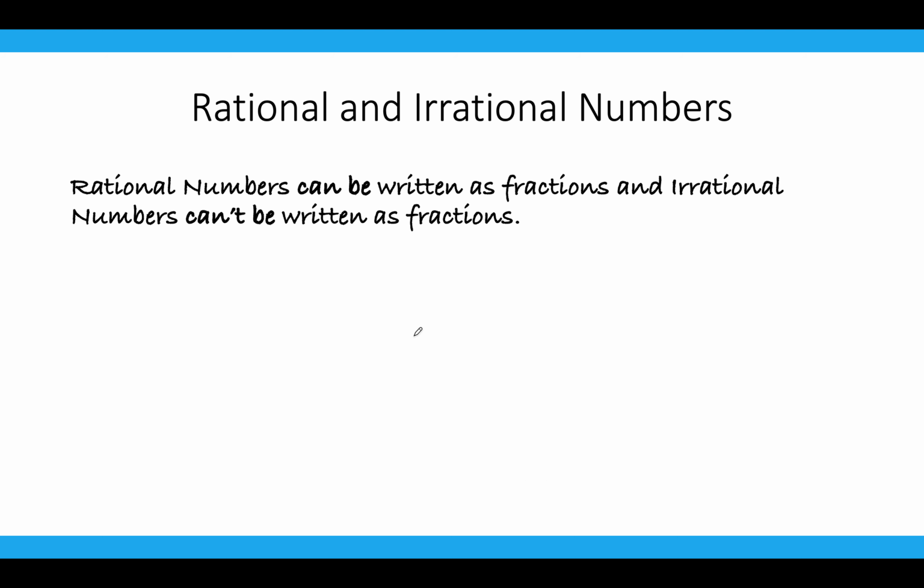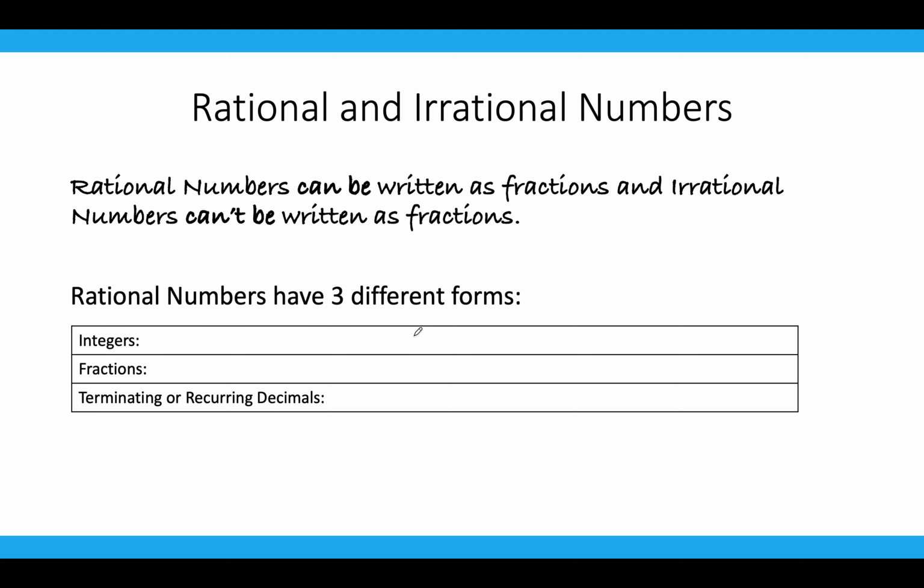Now the next type of numbers are rational and irrational numbers. Rational numbers can be written as fractions, and irrational numbers can't be written as fractions. There are three categories of rational numbers, and that is integers, fractions, and terminating or recurring decimals. So rational numbers are numbers that can be written as fractions.